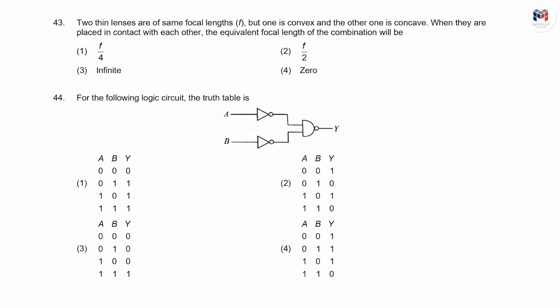Question number 43. Two thin lenses are of same focal length f, but one is convex and the other one is concave. When they are placed in contact with each other, the equivalent focal length of the combination will be. The answer is option number 3, infinite.